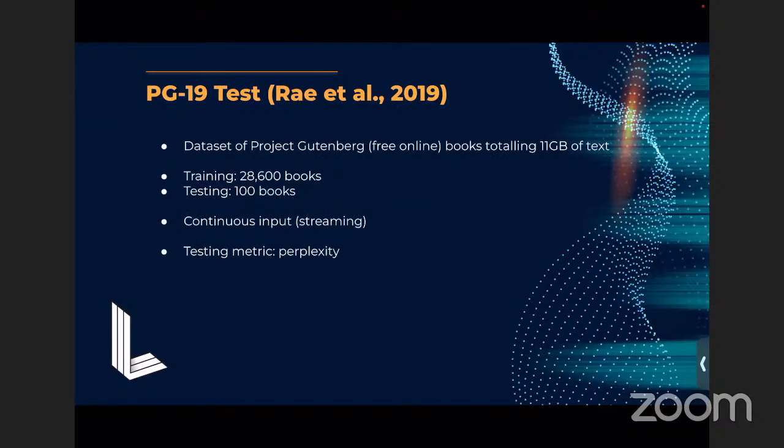So the test that the authors used to compare the different models was the PG-19 test developed by Rae et al. in 2019. It's named after Project Gutenberg, which is a dataset of free online books. And they used 11 gigabytes of text in total. For training, they trained the models on 28,000 books. For testing, they tested them all on 100 books. And these were all continuously inputted because these are streaming models. And they use the test metric of perplexity.